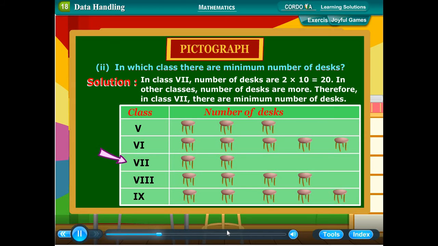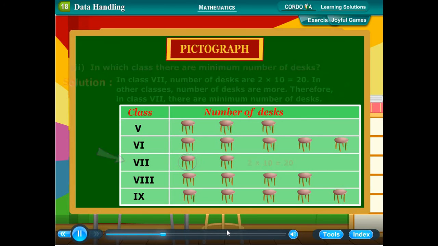In class 7, the number of desks is 2 into 10, which is equal to 20. In other classes, the number of desks is more. Therefore, in class 7 there is the minimum number of desks.